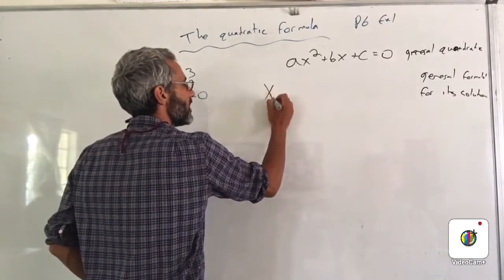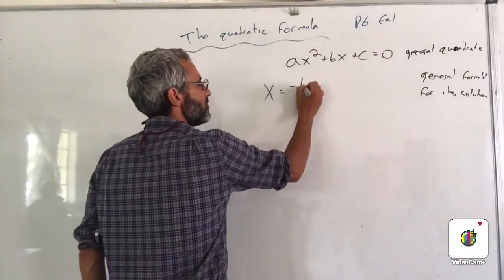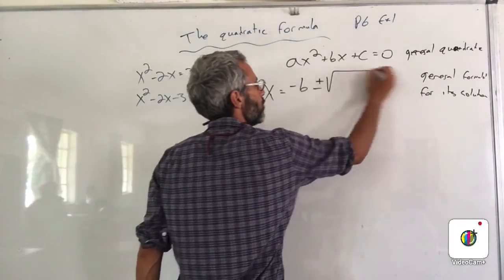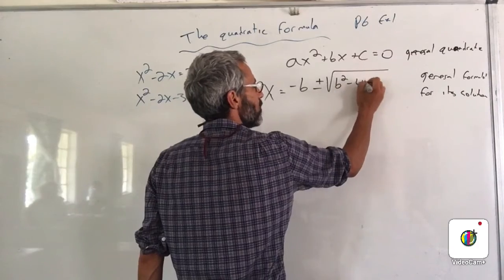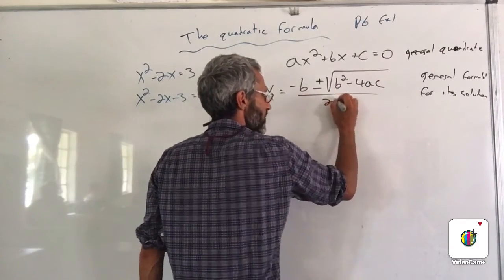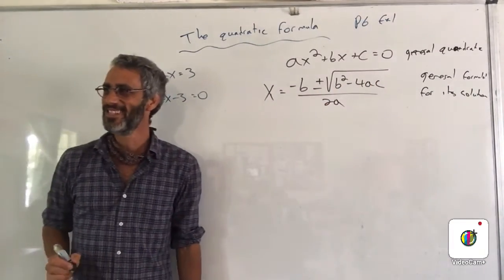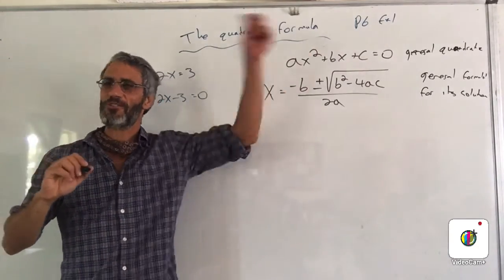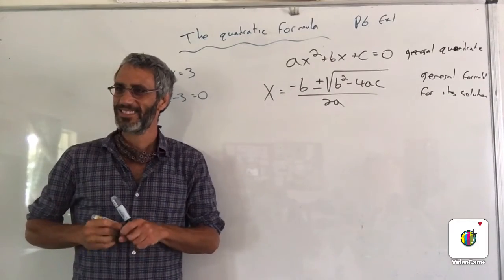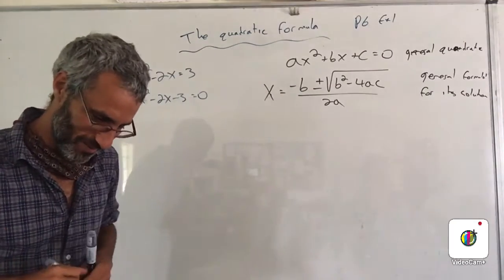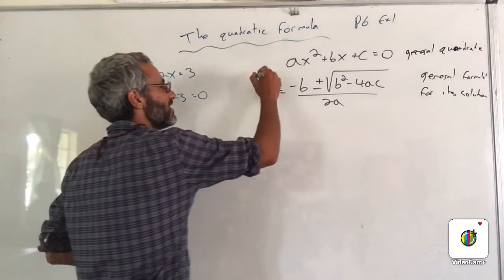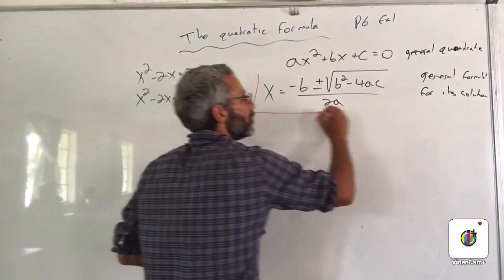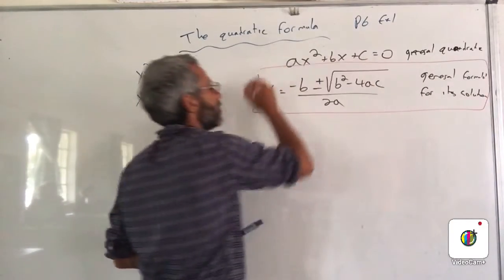X equals minus b plus minus square root of b squared minus 4ac over 2a. Guys, by the end of next year, you're going to be able to sing it like that as well. You will, I think you will. So that is the general formula. Let's put it in red. The general formula for a solution of a quadratic equation.